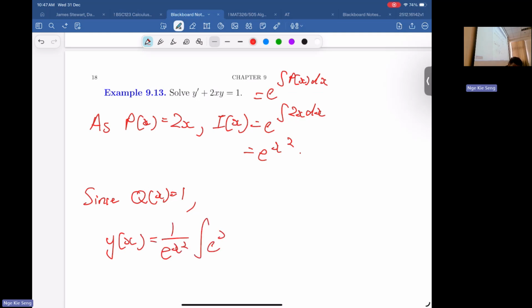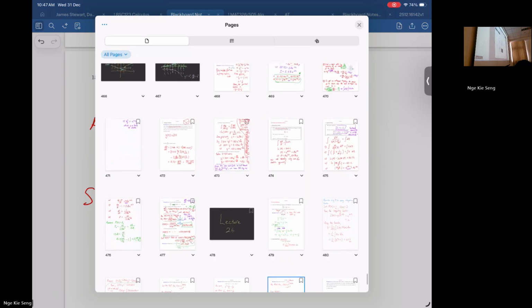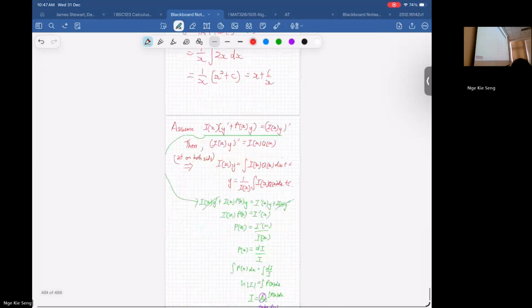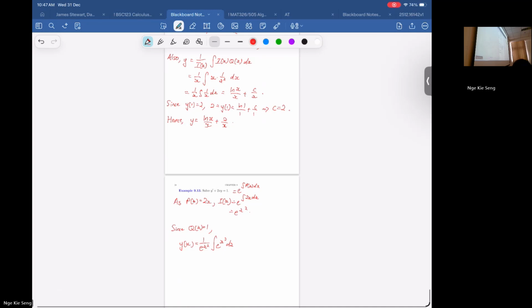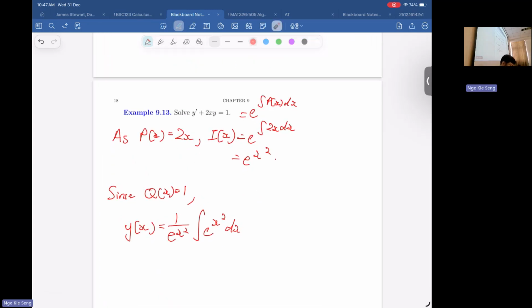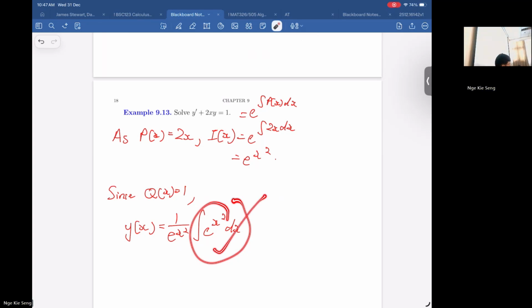times the integral of e to the x squared. Should we have a plus C here? No, right? But then, do you know how to integrate this? I think we never learned this in class, and I don't think we can use any method we learned here. So this is the answer. Then you can just stop.